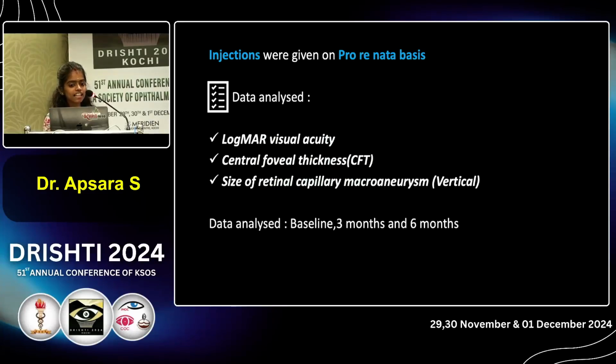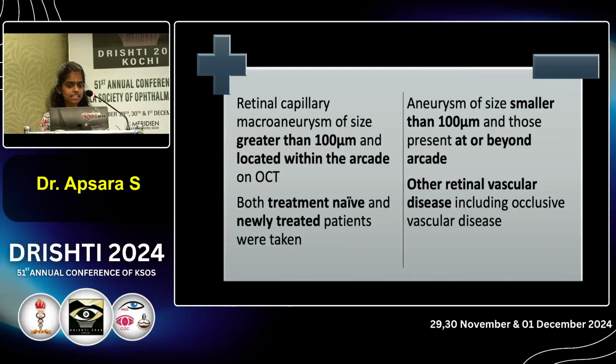The data analyzed are logMAR visual acuity, central foveal thickness in microns, and size of retinal capillary macroaneurysm in microns at baseline, 3 months, and 6 months. The central foveal thickness and size of RCMA were measured using the manual caliper tool in SD-OCT Heidelberg Spectralis.